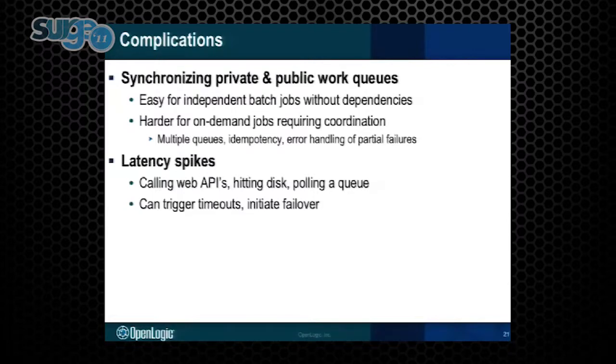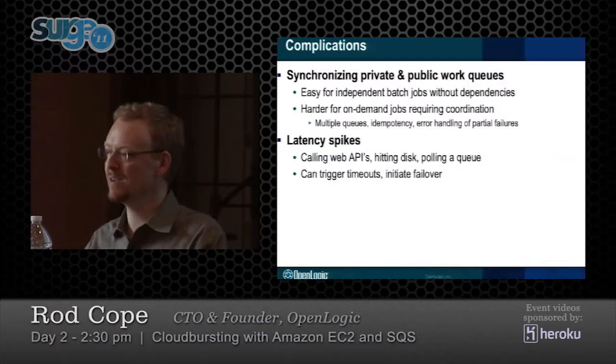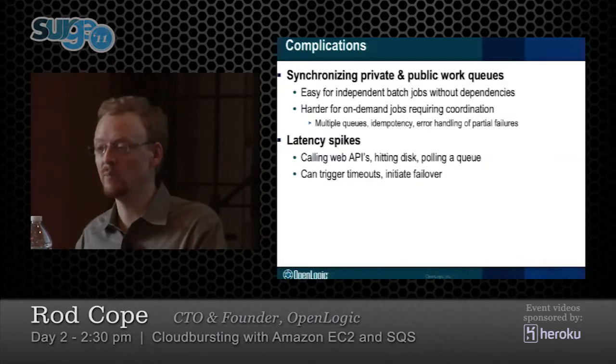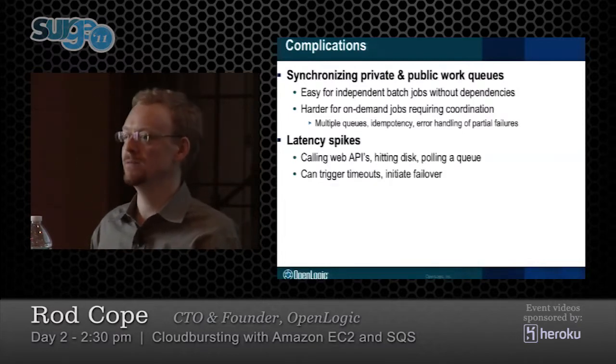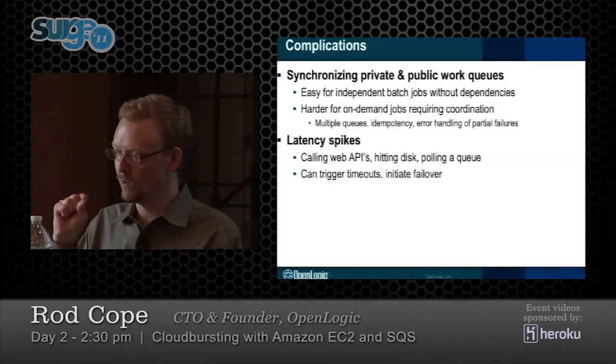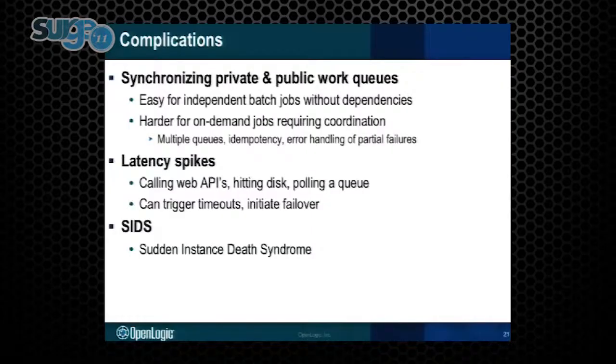You also have to deal with latency spikes. If you're in EC2, every time you call an API, it could return practically instantly, or it could take 2 or 3 seconds. You never know. Every time you hit a disk, it could be instant, could take a while. When you pull a queue, it could be instant, could take a while. Sound familiar? Sound like a broken record, but don't expect any particularly fast times when you're setting timeouts or failovers or anything else. Make sure you have retries. Make sure you use a little bit bigger buffer than you would for your in-house use when you have total control over those servers. You have to worry about SIDS, sudden instance death syndrome.